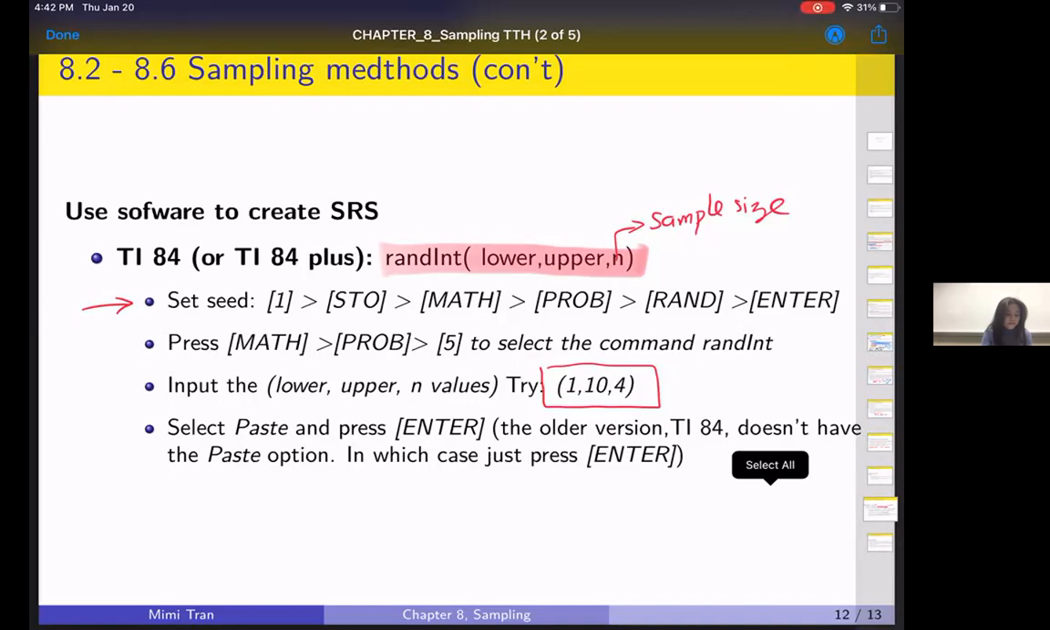Okay, I see it. Thank you. You're welcome. Math and prob, rand and enter. Press math again, do it once, okay? Don't do it again, it'll give you a different result, different 4 people. Math and prob, 4 numbers. Maybe something is wrong. Math, and then prob, and number 5. Try 1, comma 10, comma 4.